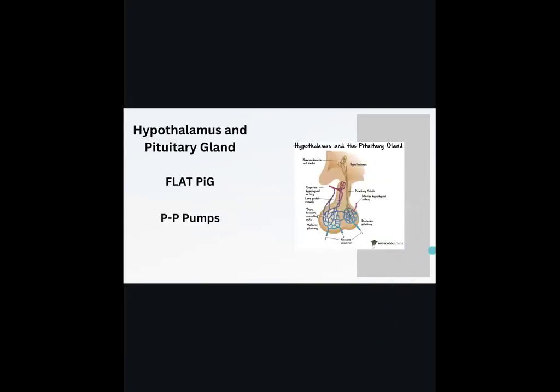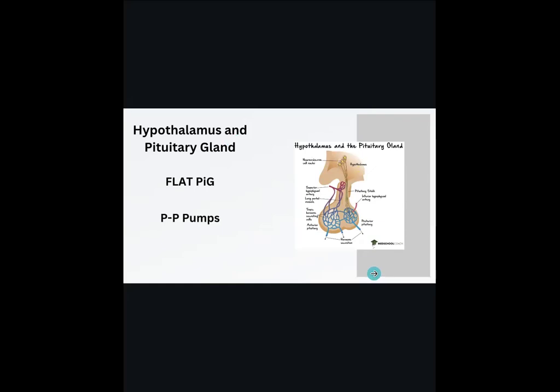Okay, so let's talk about the hypothalamus and the pituitary gland. The hypothalamus does a lot of stuff, and one of the things that it does is it controls the pituitary gland. It releases some hormones that cause the pituitary gland to release hormones, and it helps the pituitary to make these hormones. And here are two acronyms that can help you to know whether the anterior or the posterior releases which hormones.